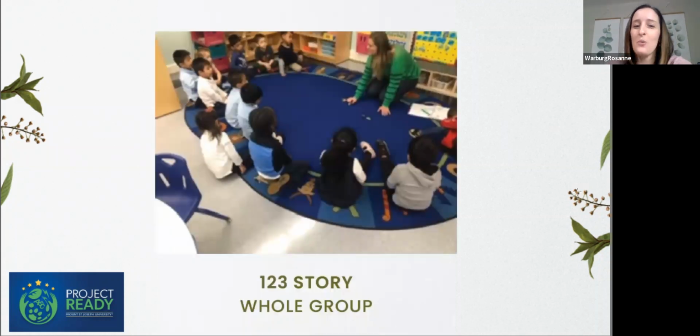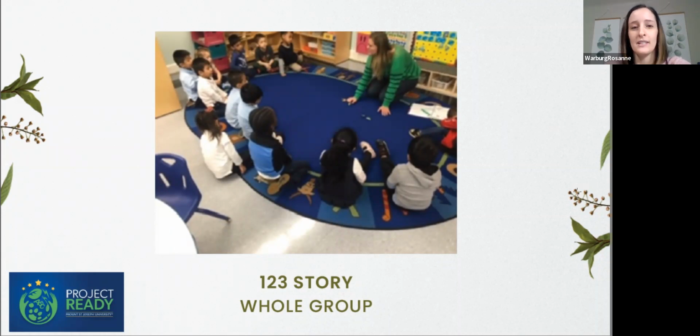So just a quick review of what those pieces are and what those look like. Our 1, 2, 3 story is a whole group activity. It always starts with a phonological awareness activity, a language time where we're moving and doing rhyming or a fun language play that relates to the theme.